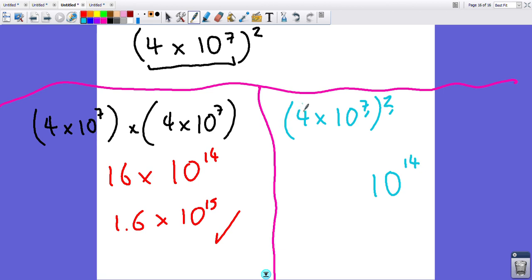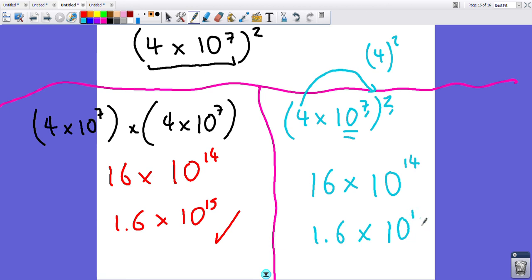But then just be really careful, because this 4 is a normal number, so we don't multiply it by 2, we treat it like a normal number and we just square it, as if this 10 to the 7 wasn't here. If I had 4 in a bracket and I squared it, you wouldn't tell me it's 8, you'd tell me it's 16, because we do 4 squared. And we do the same with him. So 16 times by 10 to the 14, and then same as before, divide by 10, times by 10, and once again we have the same answer as before.